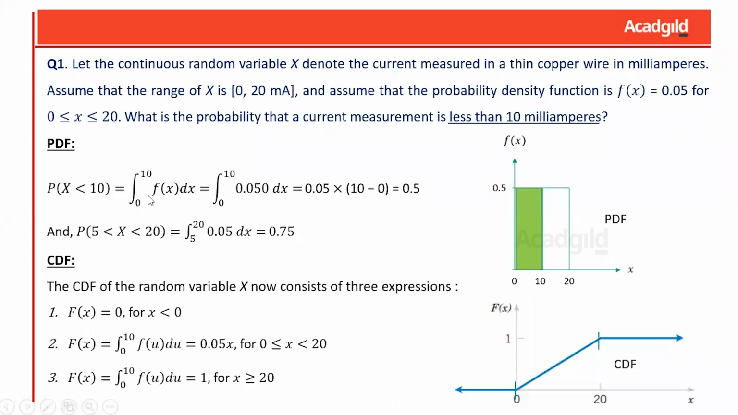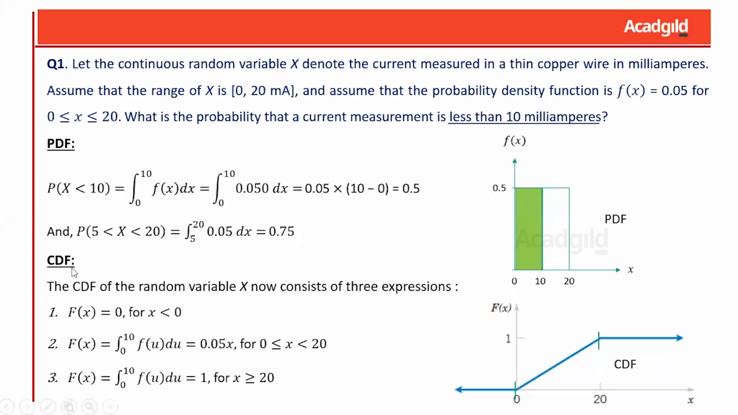So, we'll calculate the PDF first. So, f(x) is equal to 0.05 as already discussed. Thus, the probability that the current is less than 10 milliamperes is calculated using the formula with the interval going from 0 to 10. The answer is basically 0.5. This is represented by the colored area in the graph. Also, the probability for current lying between 5 and 20 is calculated, which comes down to around 0.75.